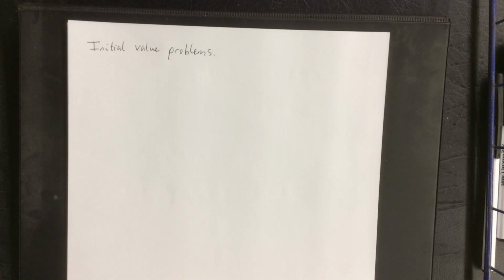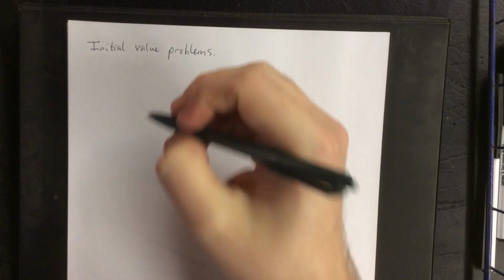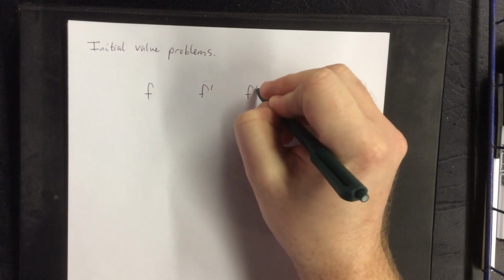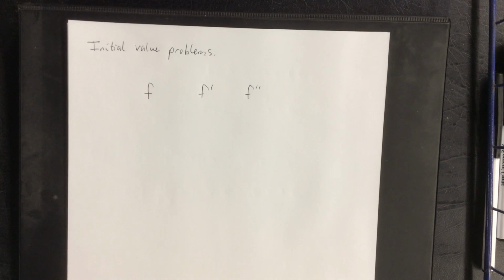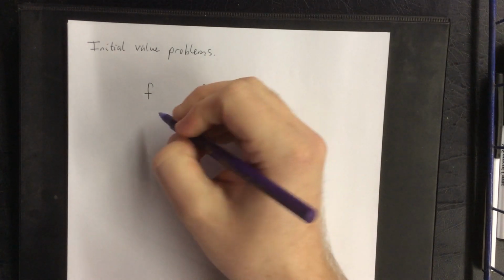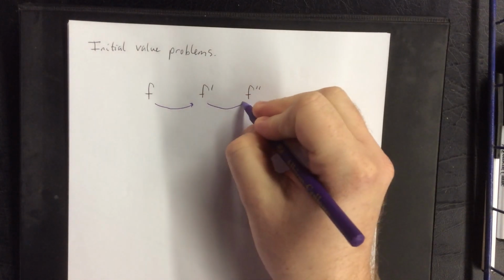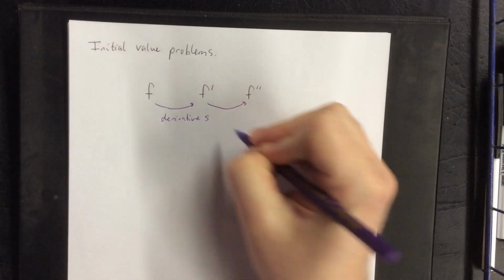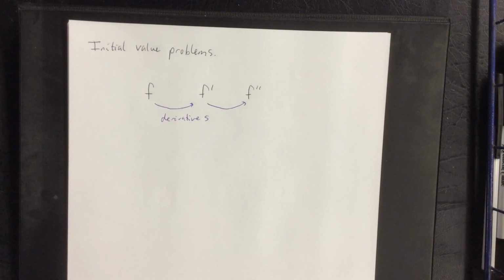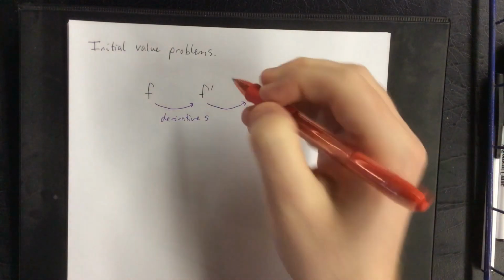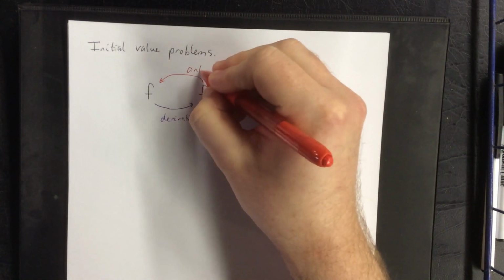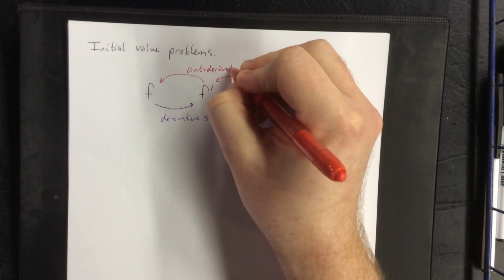Next kind of problem we're going to see is the initial value problem. For an initial value problem, these are relying on the relationship that exists between derivatives and antiderivatives. So for example, if I were to give you f and ask you to come up with f prime or f double prime, in both of these cases you would be taking derivatives. Whereas if you were to start with f double prime and start working your way backwards, in this direction you would be doing antiderivatives.